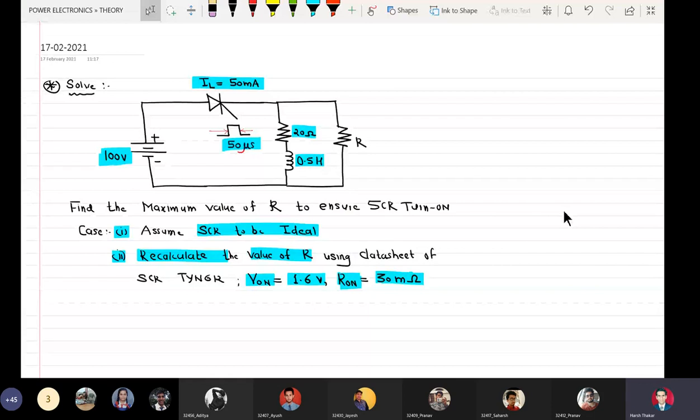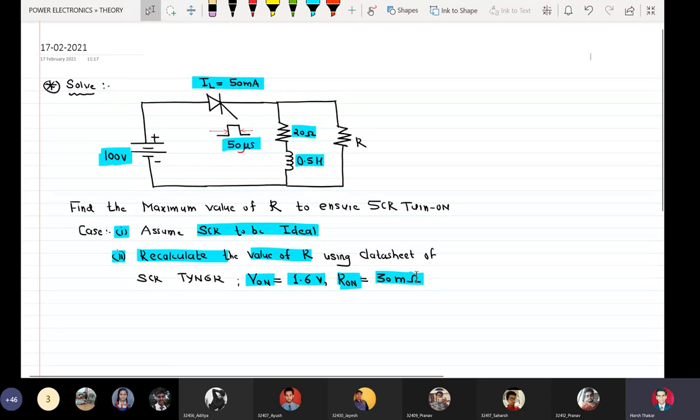So we had floated this numerical to be solved by students at home. For the circuit shown here, it was asked to find the maximum value of R to ensure SCR turn on. There are two cases which were mentioned. The first case was to assume the SCR to be ideal, and the second was to recalculate the value of R using the datasheet of SCR TYN612, given V on, that is the on state voltage drop, is 1.6 volt, and R on, that is the on state resistance, is 30 milli ohm.